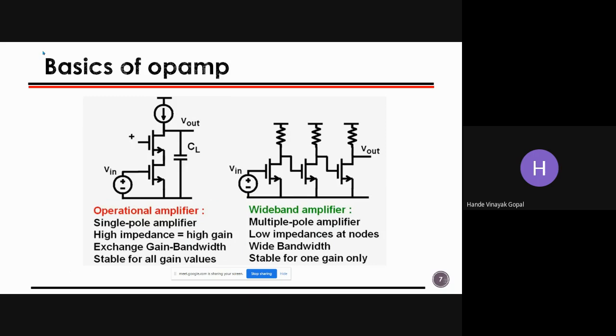At the output, the pole is at a very low frequency, as R out is very, very high. And this is generally a cascode circuit, right? Or cascode amplifier, a single stage extension of a CS amplifier, and it has only one dominant pole.